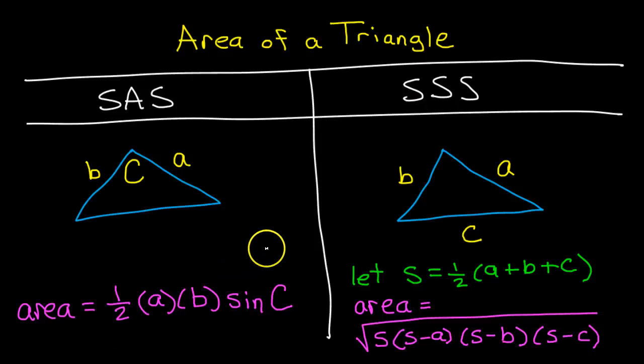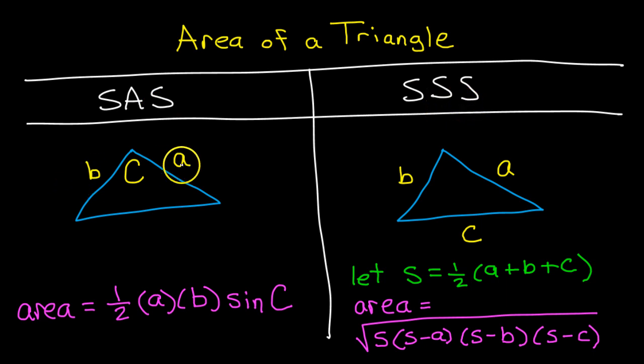Well, in this video I will show you how to find the area of a triangle. Now, of course, back in the lower grades we learned that the area of a triangle is 1/2 base times height. But what happens if you're not given the height of the triangle? You could still find the area if you are either given side angle side or side side side.